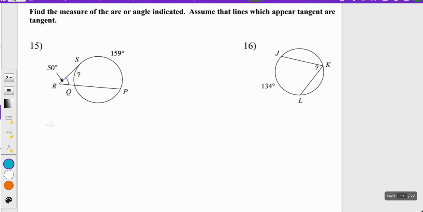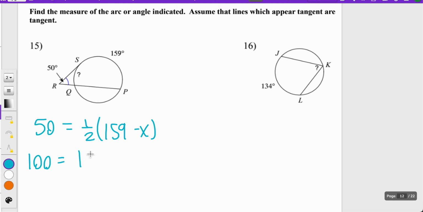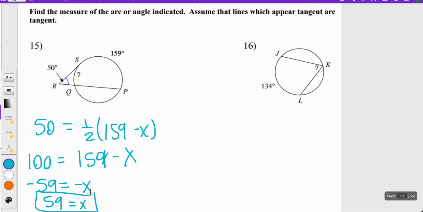For number 15, similar setup. 50 is equal to 1/2, parentheses, 159 minus x. Multiply both sides by 2. I'm going to get 100 equals 159 minus x. Subtracting 159 from both sides, I get negative 59 is equal to negative x. So 59 is equal to x for this one.